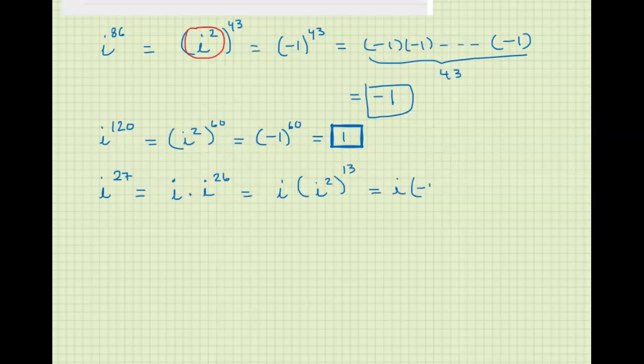The i squared gets replaced with negative 1 to the 13. This is an odd power, so negative 1 to the 13 is negative 1. And i times negative 1 is negative i.